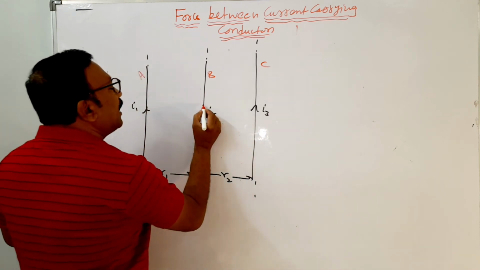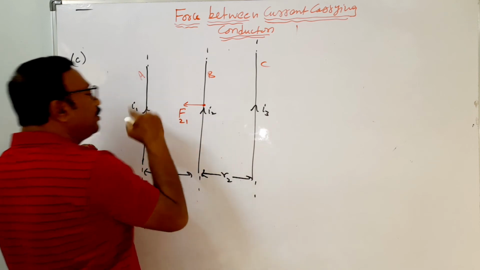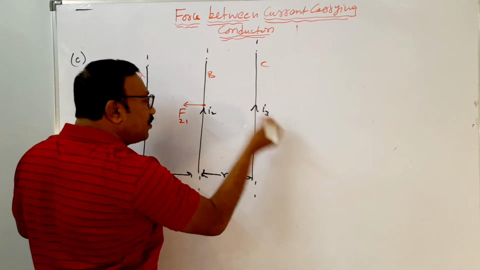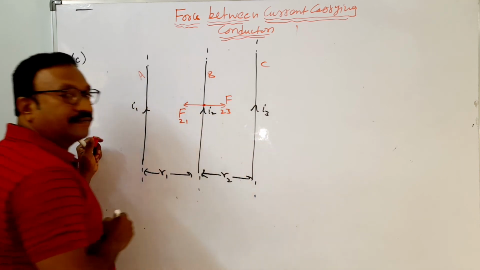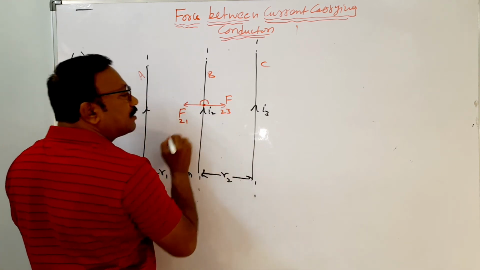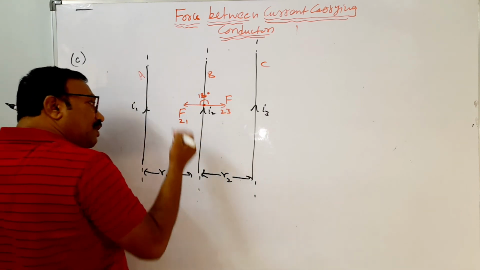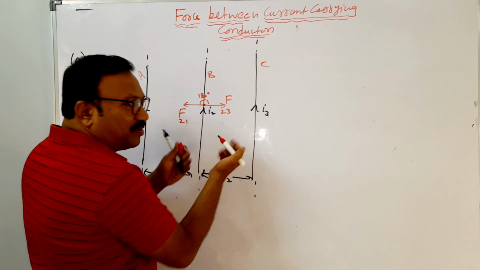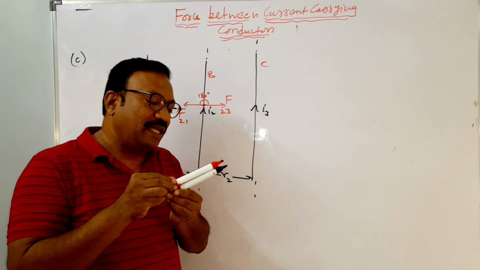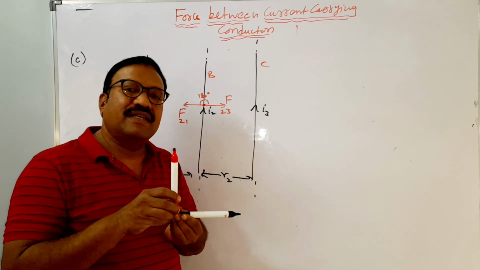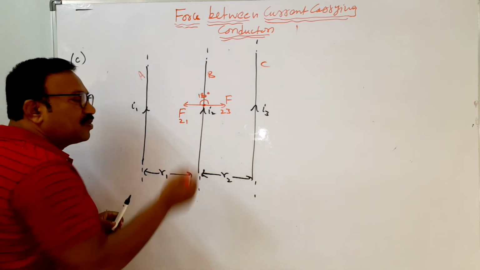One force I am experiencing this way; this is the force acting on the second wire due to the first wire. Another force I am experiencing this way; this is the force acting on the second wire due to the third wire. These 2 forces are in opposite directions, so for the resultant force I have to subtract them. Remember, whenever forces are in opposite directions, the resultant is minus. Same direction, the resultant is plus. If they are at 90 degrees, the resultant is root over A square plus B square, the parallelogram law of vectors. You know that.